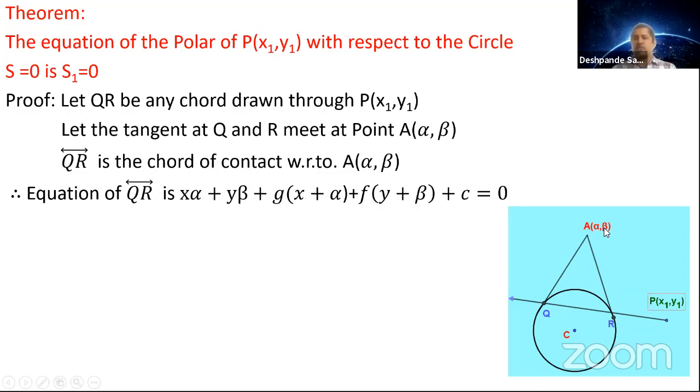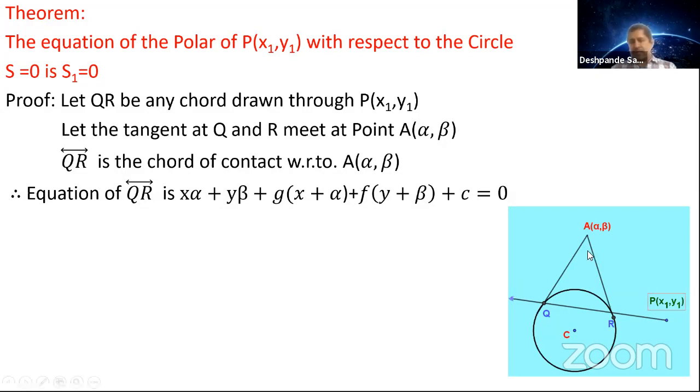So what is the formula? S1 = 0. x1 is nothing but alpha, y1 is beta. So: g times (x plus alpha), f times (y plus beta), plus c is equal to 0. Right? So just don't confuse yourself. This is what is alpha, beta. We have used alpha, beta in place of x1 and y1, right? Equation of chord of contact.